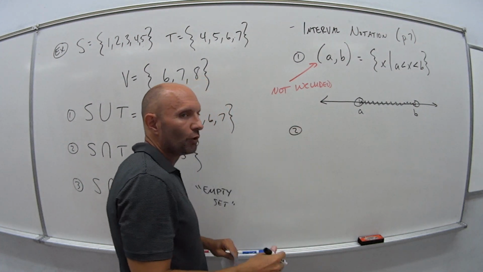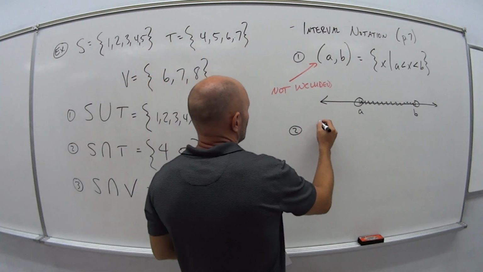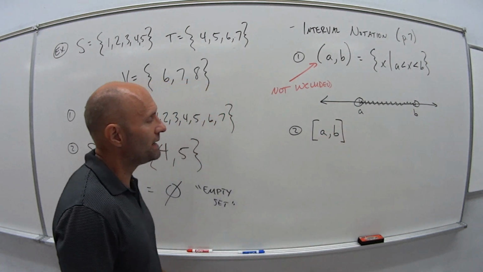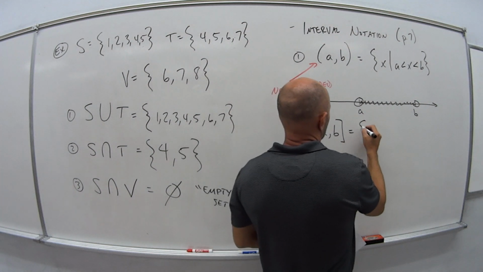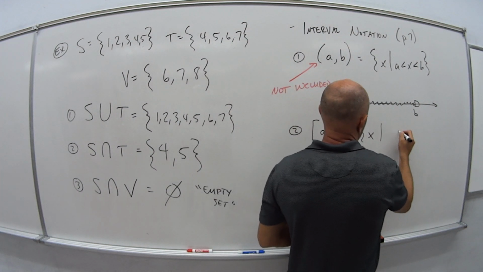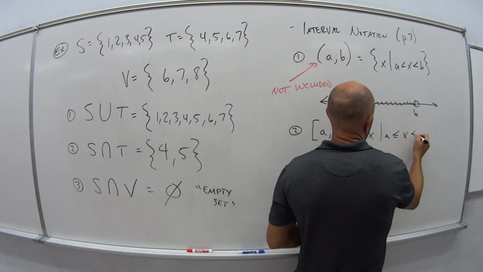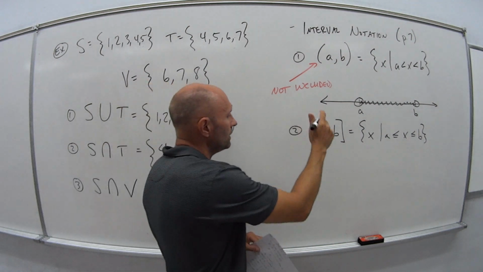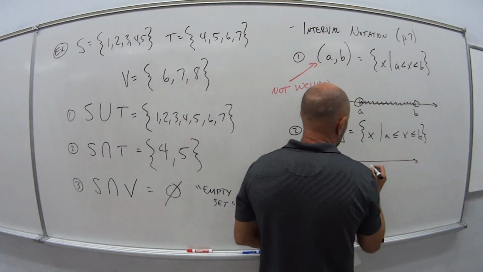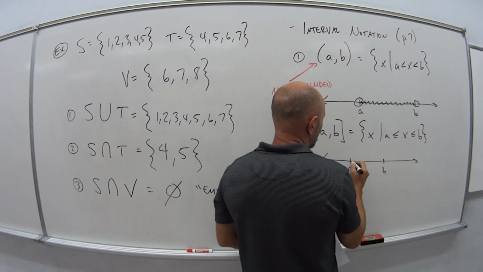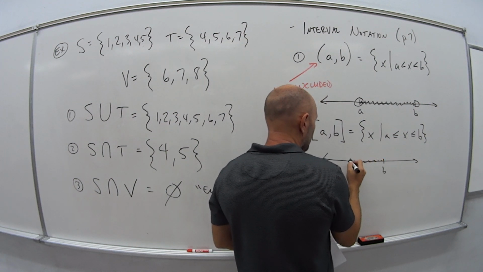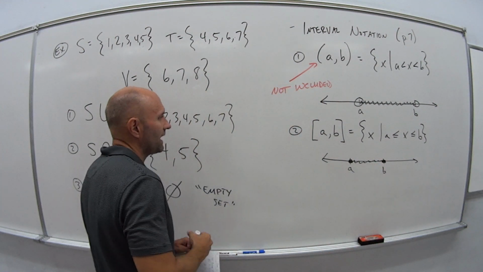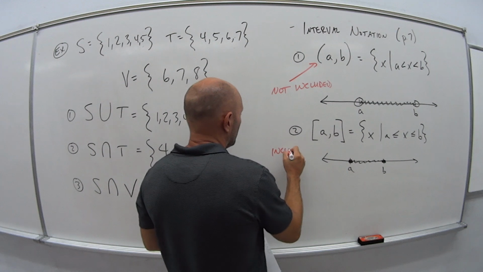I could also have what's known as a closed set, which now I get brackets on A and B. And this, in set builder notation, is the x such that x is greater than or equal to A, and less than or equal to B. So now the endpoints are included. So if I was to draw it on a number line, A to B, all the numbers between, and then I put a closed circle, or a filled-in circle, because in this case, these numbers are included.